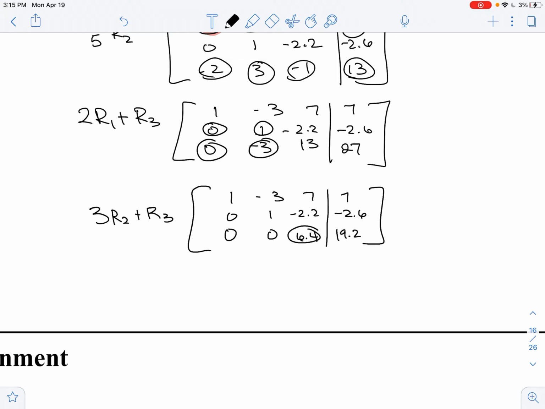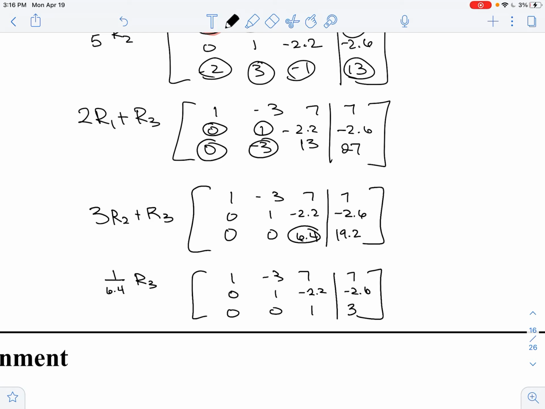We're almost done. The only thing we still have to do is make this 6.4 into a 1. So all we're going to do is multiply everything by 1 over 6.4 times just row 3. Keep row 1. Keep row 2. Change row 3. 0 times anything is 0. 6.4 times 1 over 6.4 is a 1. And 19.2 multiplied by 1 over 6.4 is actually a perfect 3. So this is now in row echelon form.